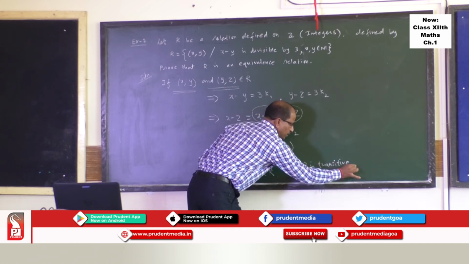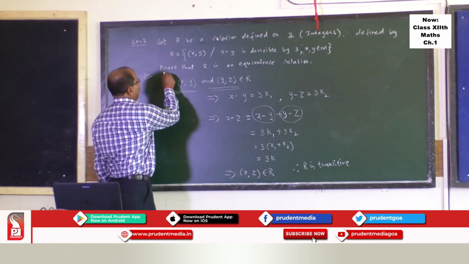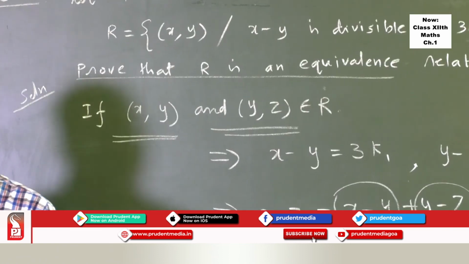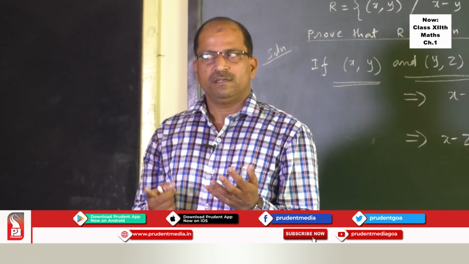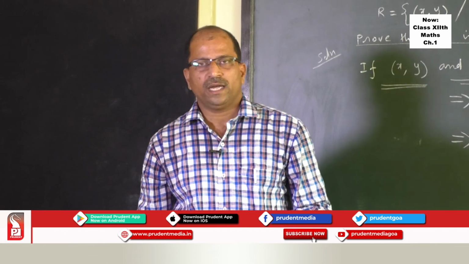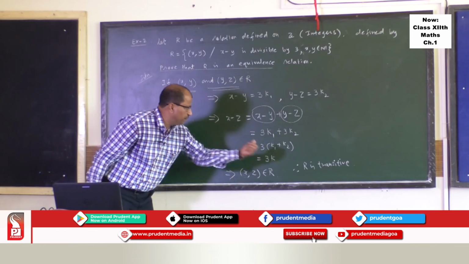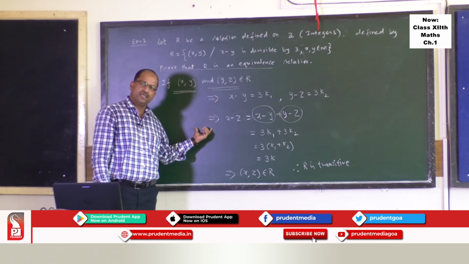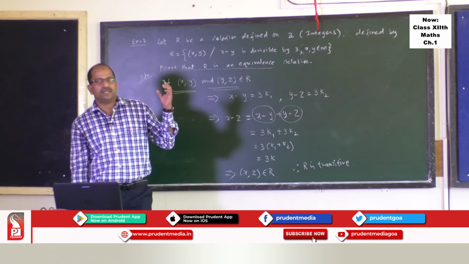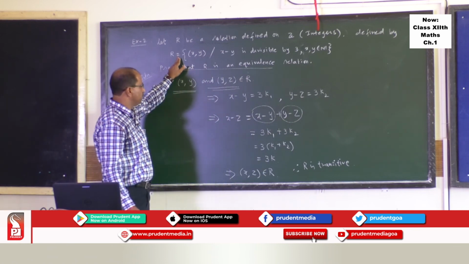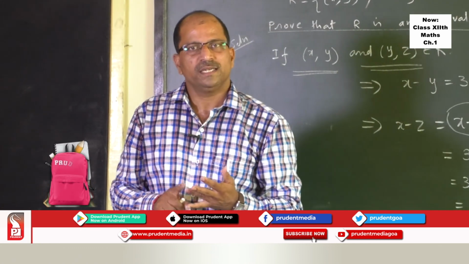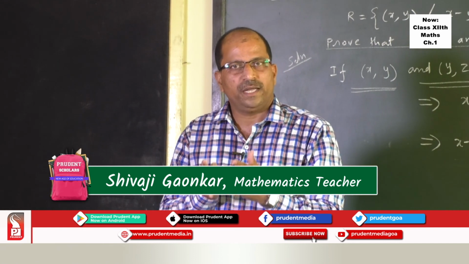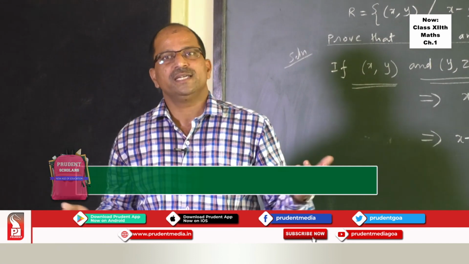R is transitive. Now, what is the question here? Prove that R is an equivalence relation. So, we proved that R is reflexive, we proved that R is symmetric, and we have proved that R is transitive here. And by the definition of equivalence relation, because this relation which is defined here is reflexive, symmetric and transitive, this proves that the relation is an equivalence relation.